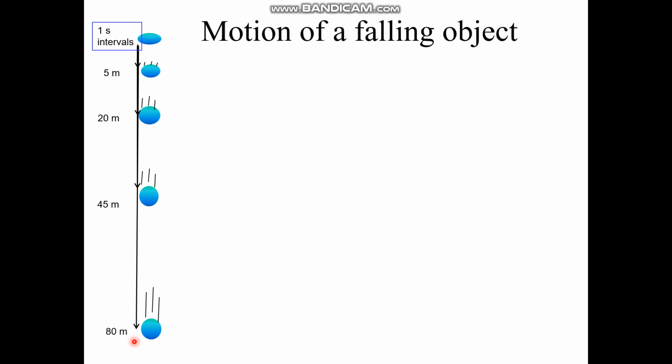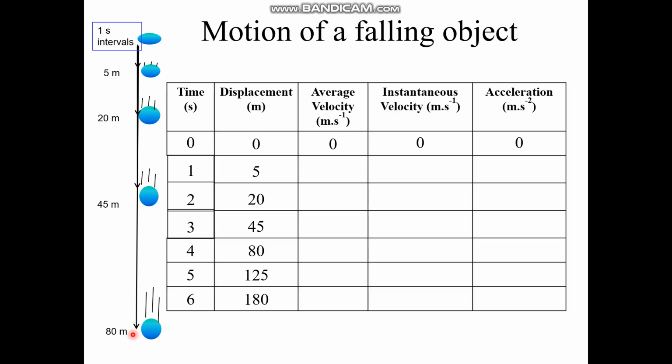So if you were filming or photographing that and you had those values, you could put them in a table. So here's your time values, and after 1 second it's done 5 meters, after 2 seconds it's done 20, etc. Right, let's think about what the average velocity is. You may remember that to work out average velocity there is a formula, and you would say delta x over delta t, which is basically displacement over time. Well, the displacement of this object is 5 meters in 1 second. So if you're working out the average velocity, you'd say 5 divided by 1, which equals 5. That would be 5 meters per second.